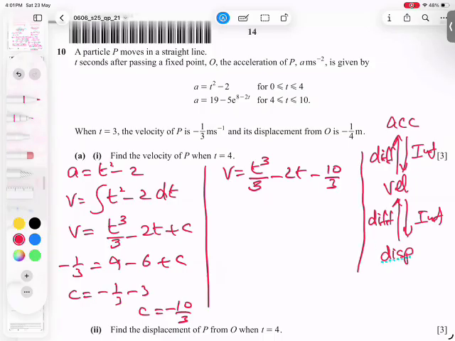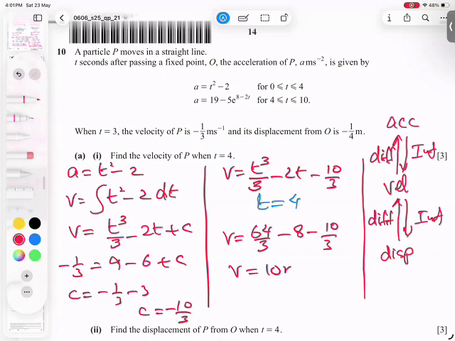Now we are going to plug in t equals 4. So we are plugging 4 here. So let's try to do it. 4 cubed is 64 over 3. 2 fours are 8. Okay, now we have 64 over 3 and -10 over 3 and -8. And we are getting 10. Proved.